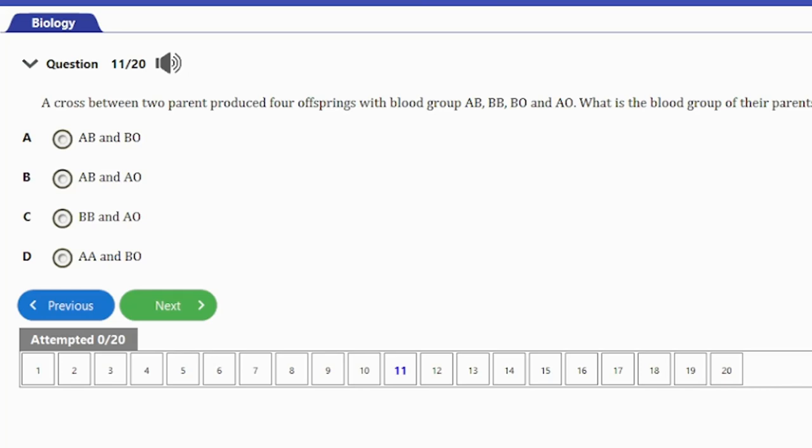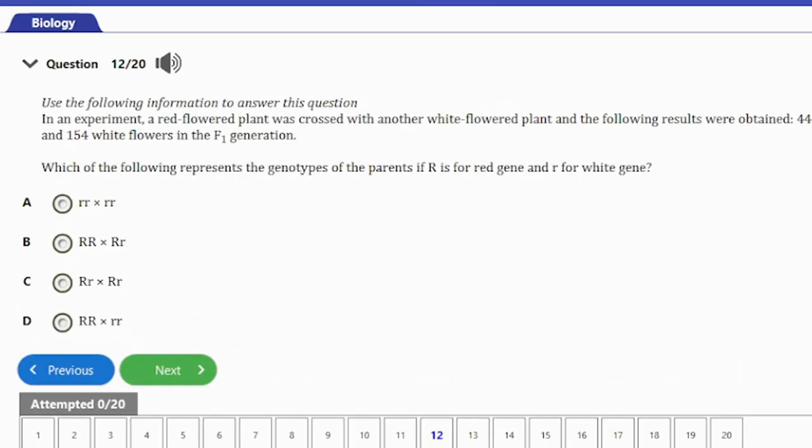So if you make a cross between AB and BO, you're going to have A crosses with B, you have AB, A to O, you have AO, then B crosses to B, you have BB, then B to O, you have BO. So that's it for that question. You have it representing these 4 subjects here. So that's it. Let's consider the next question.